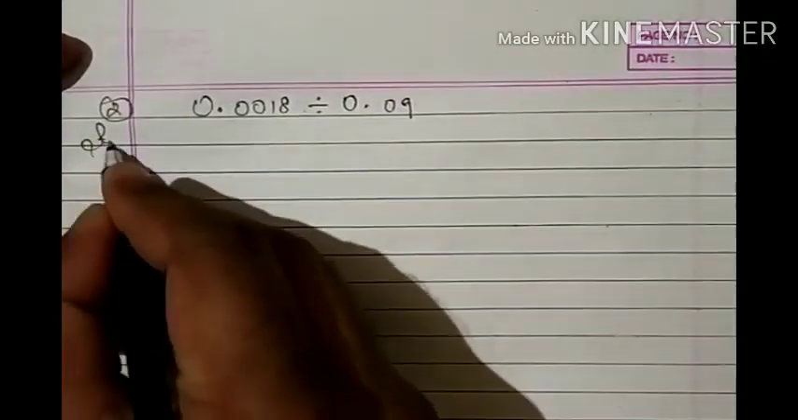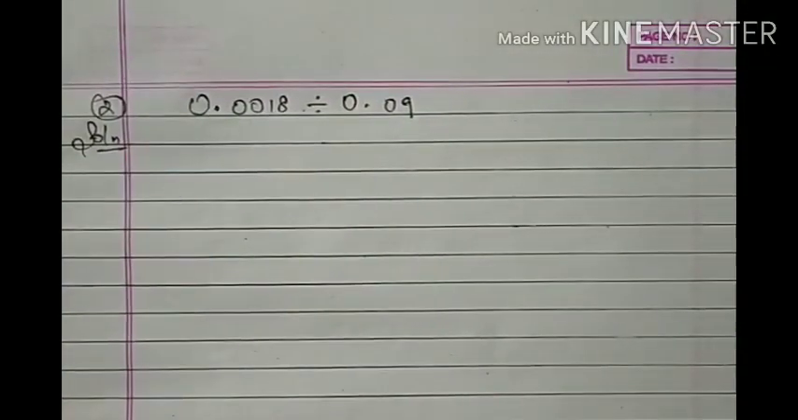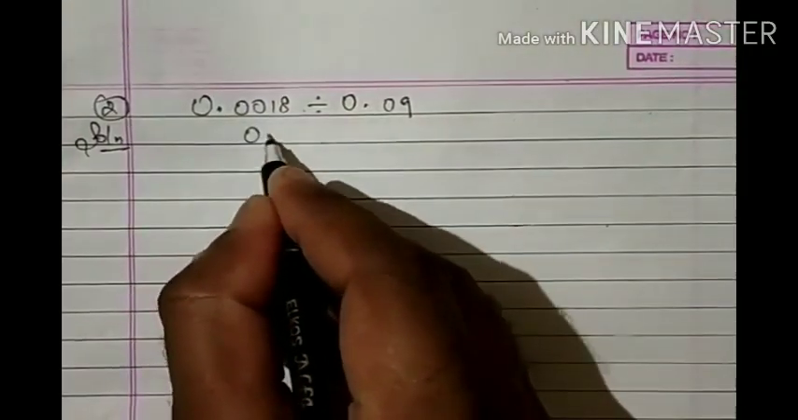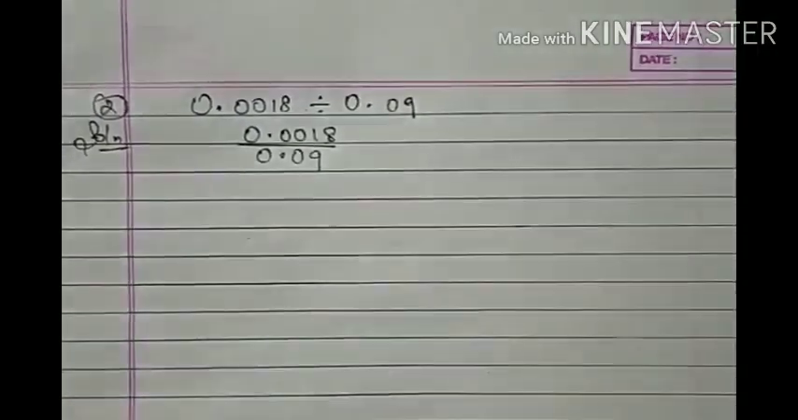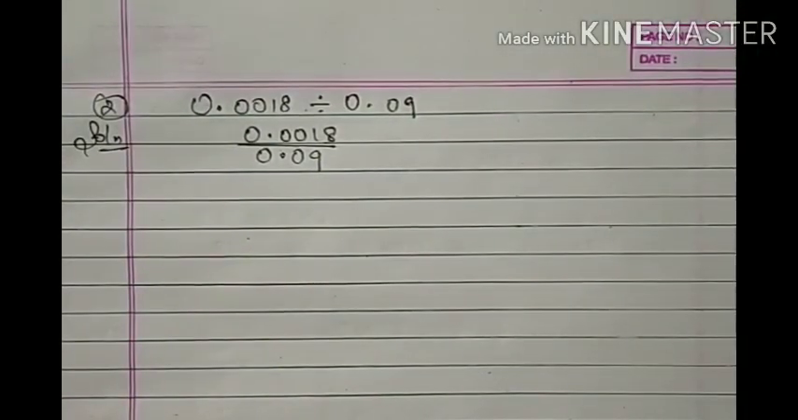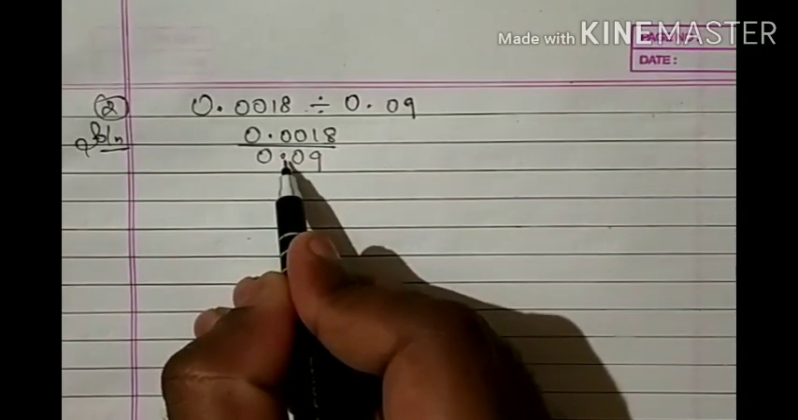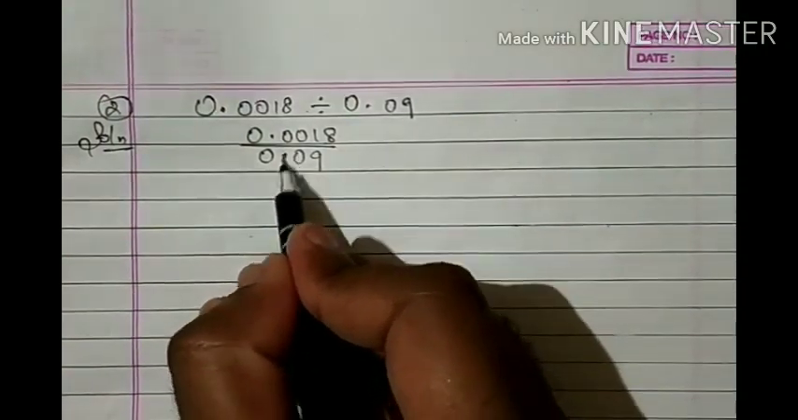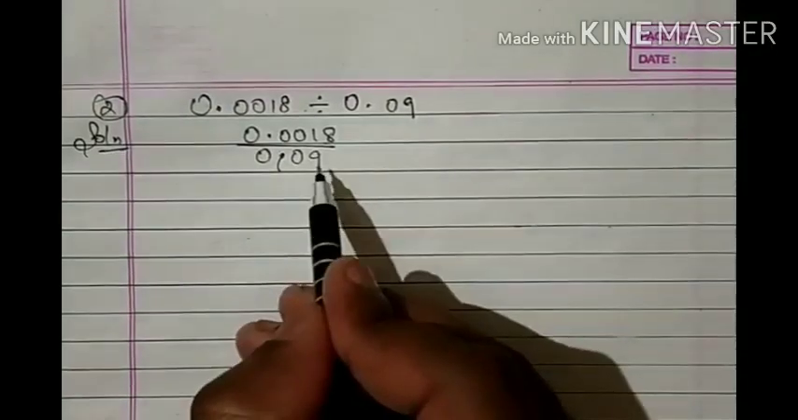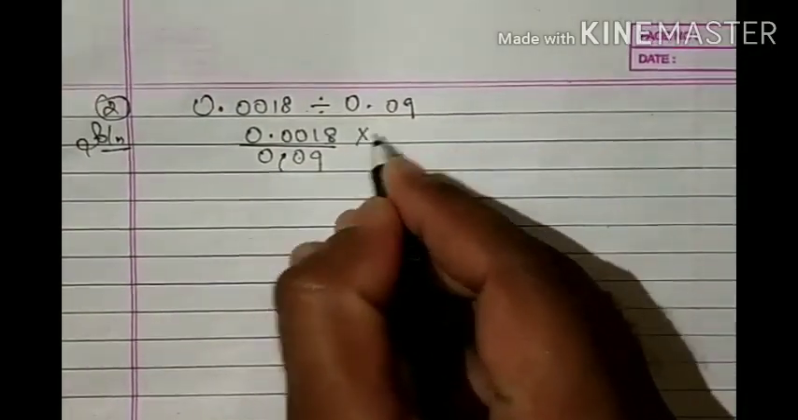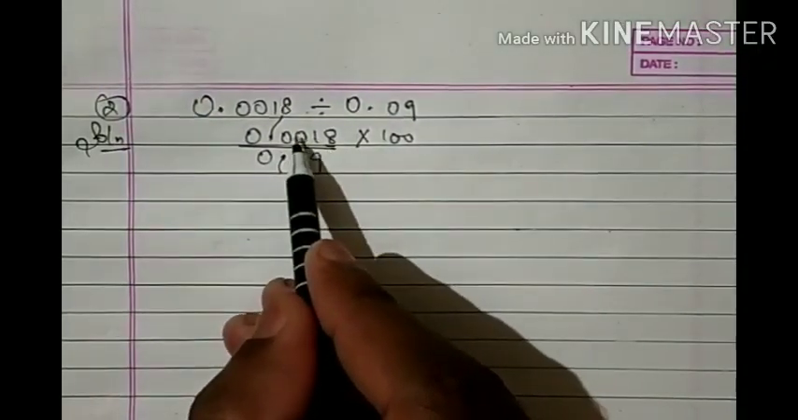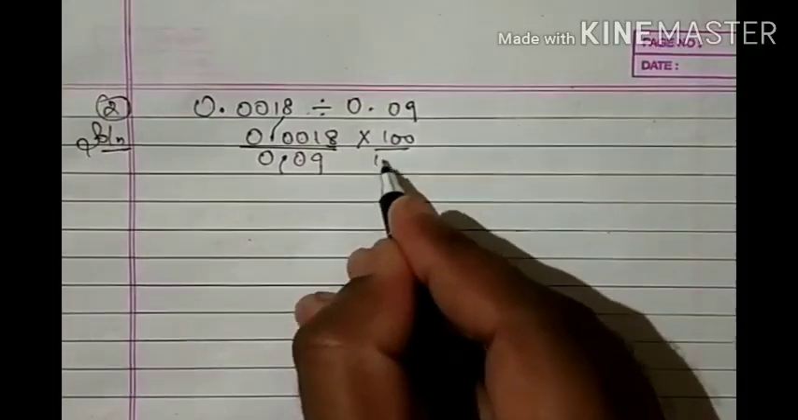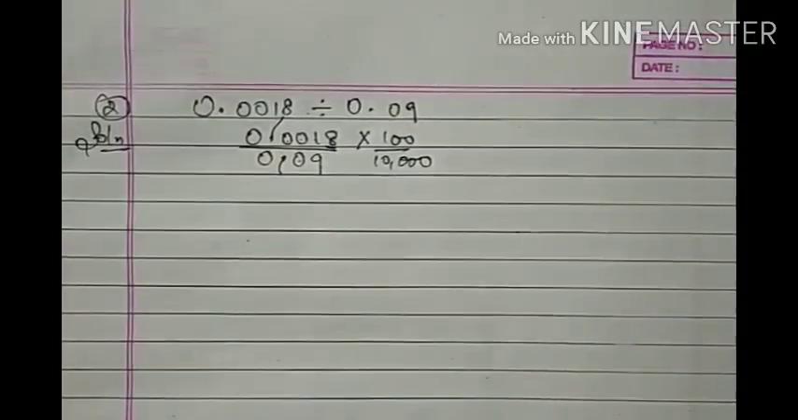Let's start the solution. What we will do, first of all, is eliminate the decimal. We can write it as 0.0018 divided by 0.09. And how can we eliminate the decimal? By removing the decimal place. If we remove this decimal place, what will we get? Ones, tens, 100. We will put 100 over here. If we remove this decimal, what do we get? Ones, tens, 100, 1000, 10,000. I hope it is clear to everyone.